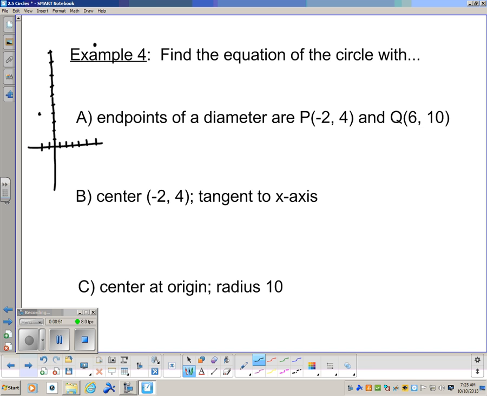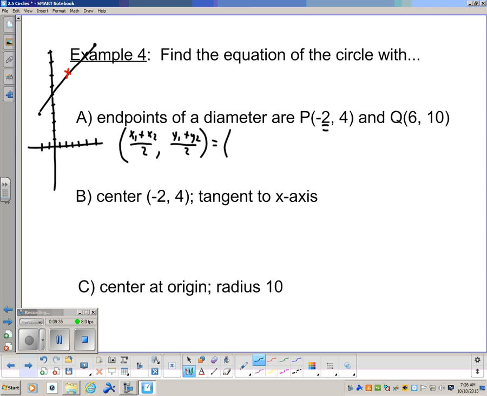So these are the endpoints of a diameter of a circle. And remember, a diameter goes right through the center of the circle. So the center of my circle has got to be someplace halfway between these points here. And I need to know that center in order to figure out what the equation of my circle is. So I'm going to use my midpoint formula and find the center of my circle. If you remember the midpoint formula, it says (x1 plus x2) divided by 2 and (y1 plus y2) divided by 2. So I can find that.